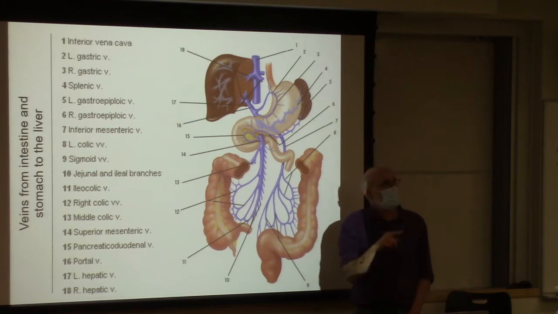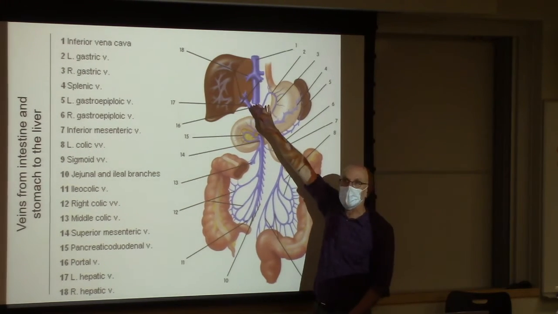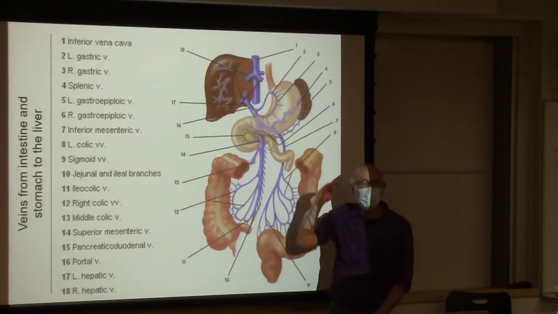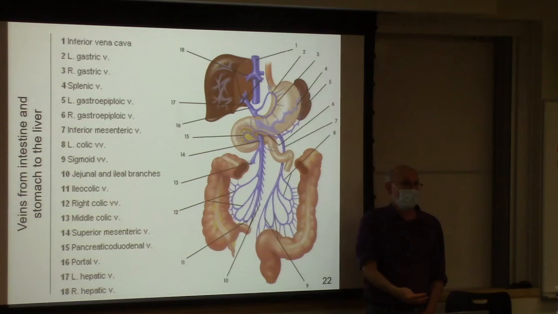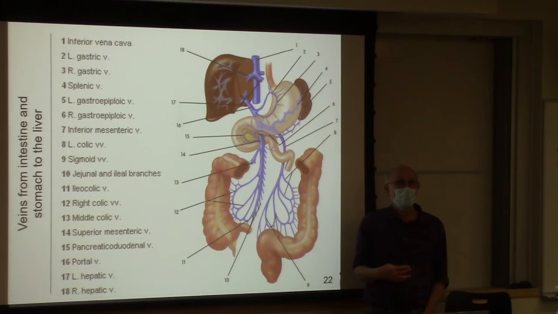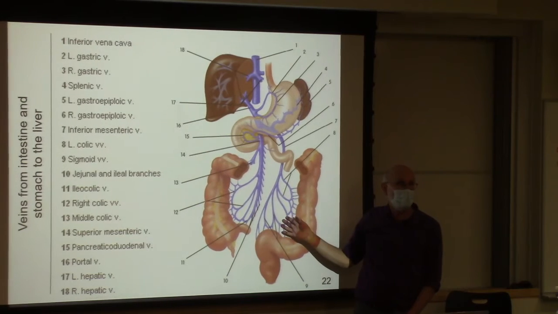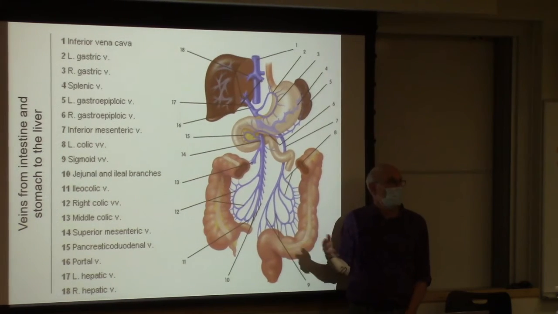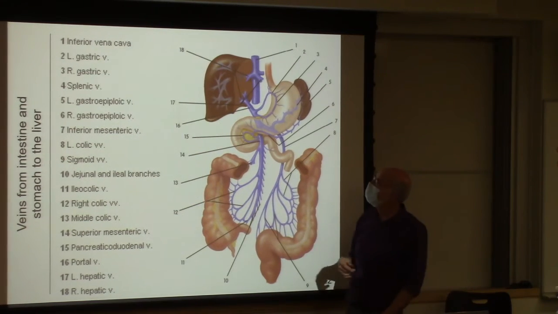I think I said something wrong just a few minutes ago. I said that these veins are going to drain into the inferior vena cava. I left off the fact that it's got to go through the liver first, because that's where the nutrients from the stomach and from the intestine go before it gets into the general circulation.